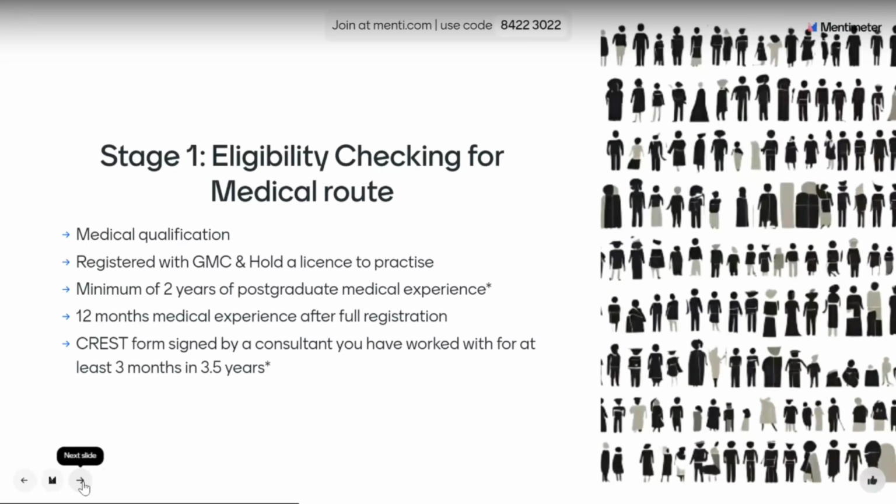So you can get that from any clinical practice that you have done in Nigeria, as long as it is within 3.5 years of August 2025.